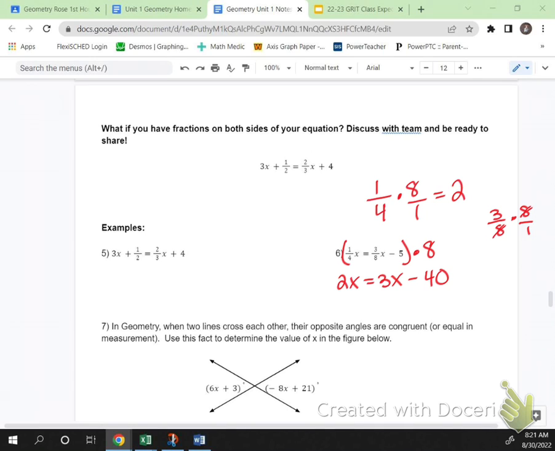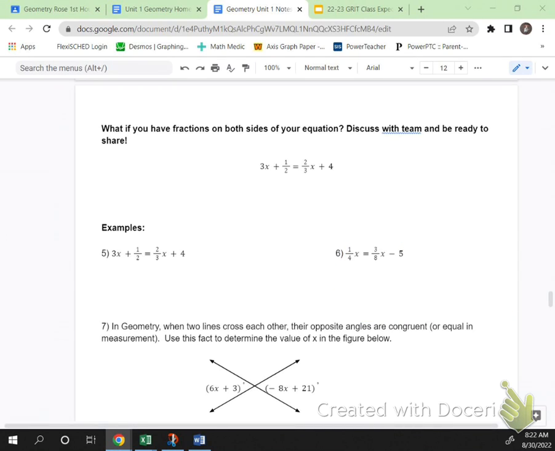We're doing okay? I'm going to minus 3x from both sides. I get negative x equals negative 40. So therefore, what's my answer? x equals 40. Questions about this? You will have a problem on your first unit test where there's fractions in the equation. Okay? You will have that. Questions? Let's look at number 7 together.